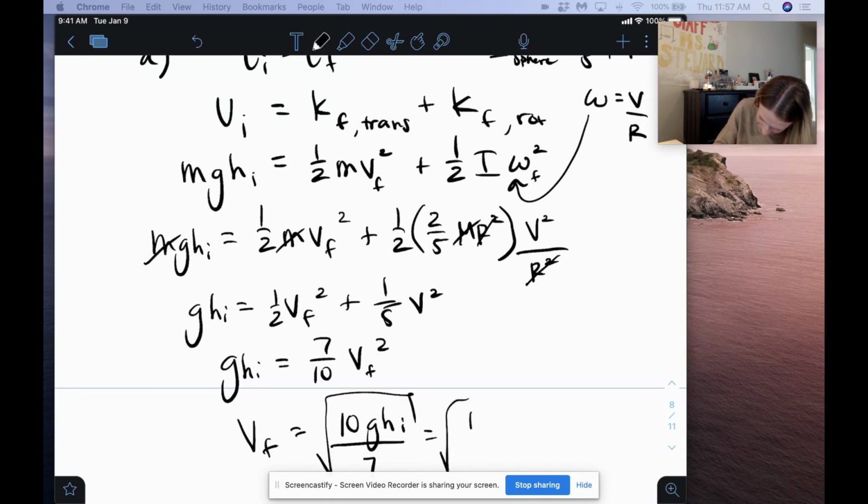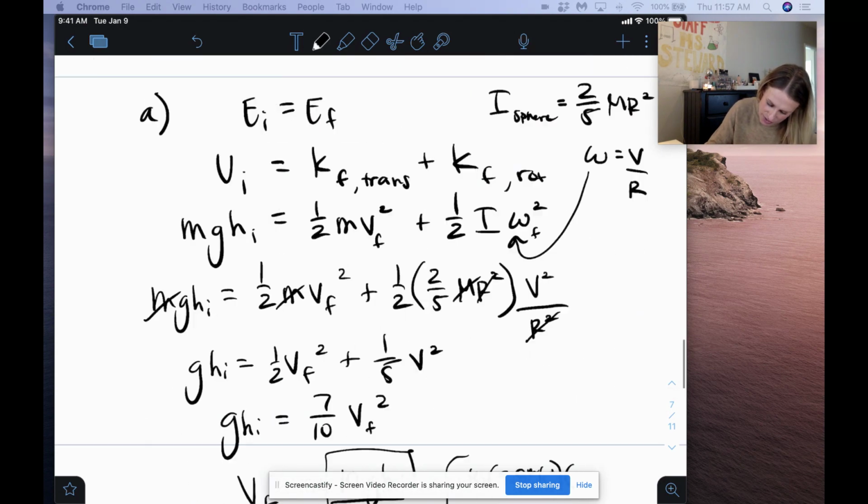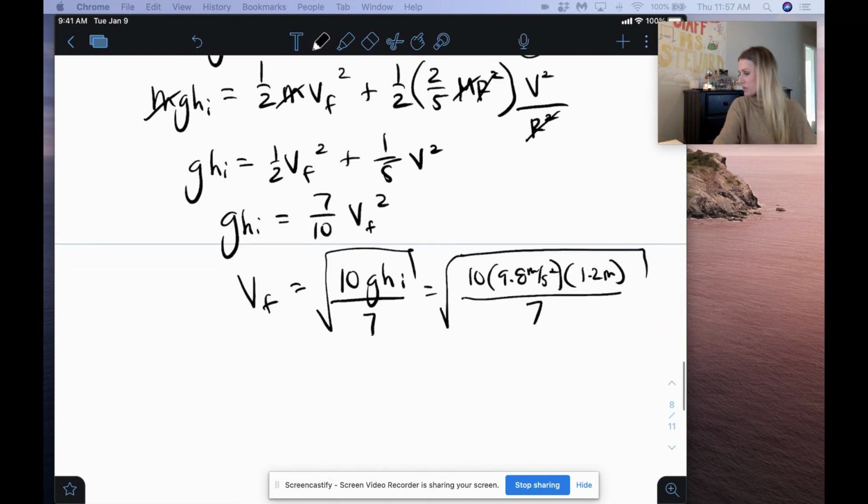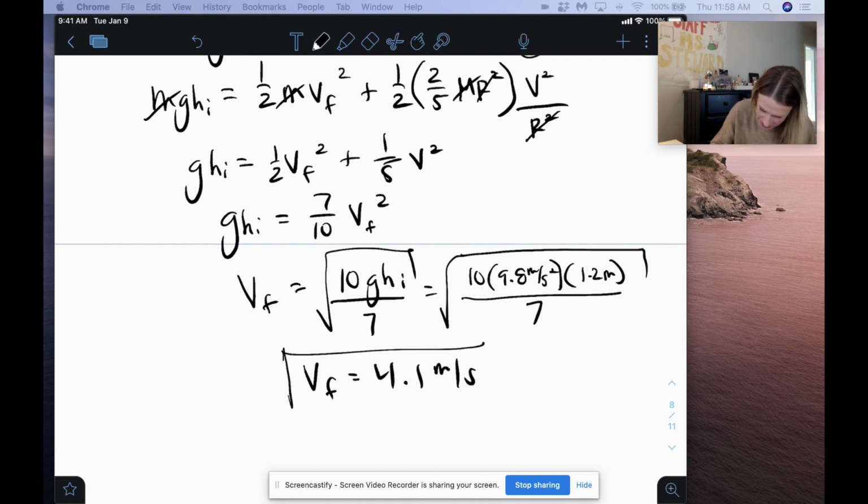Plugging in our numbers here, we get 10 times 9.8 meters per second squared times the height initial, which was 1.2 meters, divided by 7. My calculator's in the other room, so I need to use my phone. So 10 times 9.8 times 1.2, and then divide by 7, I get 16.8, and then I'm going to take the square root of that, and I end up getting 4.1-ish for my v final, 4.1 meters per second. So that's my final velocity for this object at the bottom of the incline.